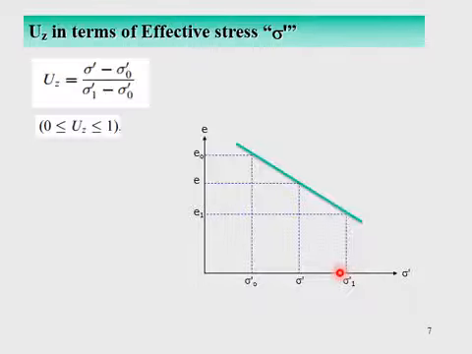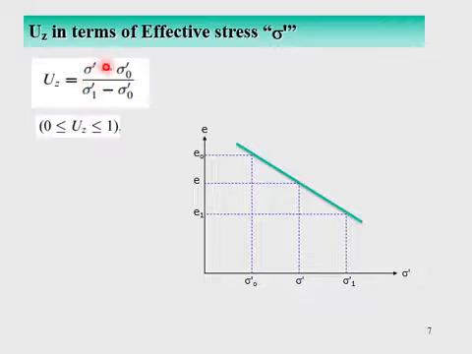And we can derive this equation: Uz is equal to sigma prime minus sigma naught prime, over sigma 1 prime minus sigma naught prime. What is sigma naught prime? It is the effective overburden pressure at the start of consolidation. And when the consolidation progresses with time, the effective stress increases till it reaches sigma 1 prime, which is the effective stress at the end of consolidation.